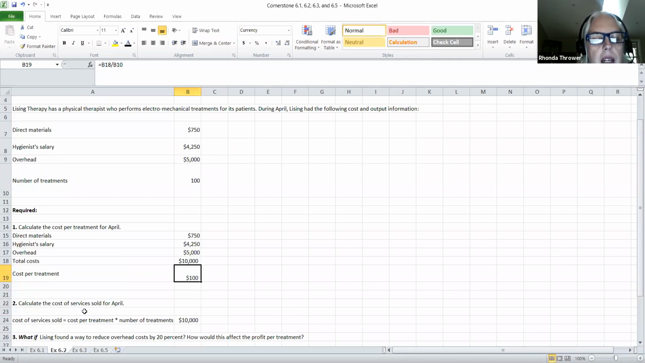They also wanted you to calculate the cost of the services sold for April. And there's a formula that you need to learn to calculate the cost of services sold. The cost of services sold is equal to the cost per treatment that we just found here times the number of treatments. The number of treatments were 100. So if you take the cost per treatment and multiply it by the number of treatments, which was 100, that'll bring you back to the total cost of this department, which was $10,000.